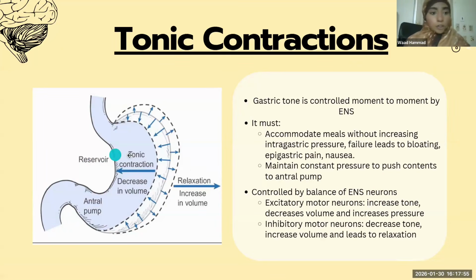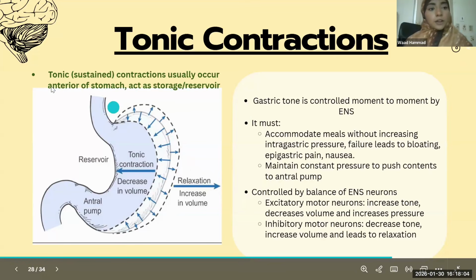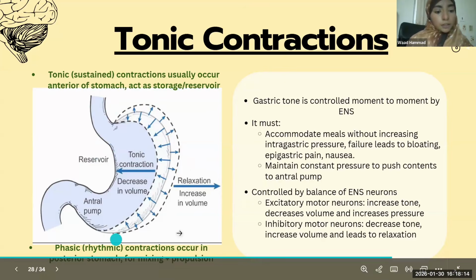So again, we want to find a balance between the two. Excitatory increases pressure, decreases volume. Inhibitory decreases pressure, increases volume. Okay, so tonic contractions usually occur in this area. So this area is usually very contracted all the time and it acts as a storage. And the phasic rhythmic contractions usually occur down here.